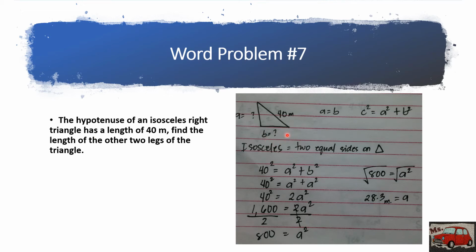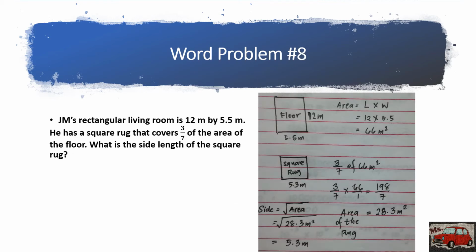Okay? JM's rectangular living room is 12 meter by 5.5 meter. He has a square rug that covers 3/7 of the area of the floor. What is the side length of the square rug? Alright, so ang hahanapin natin is ano yung side length ng square rug na nandun sa floor which covers 3/7 of the area of the floor.